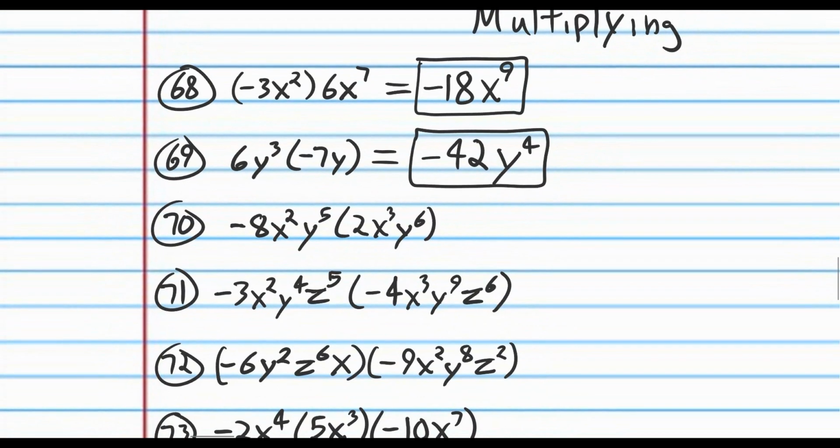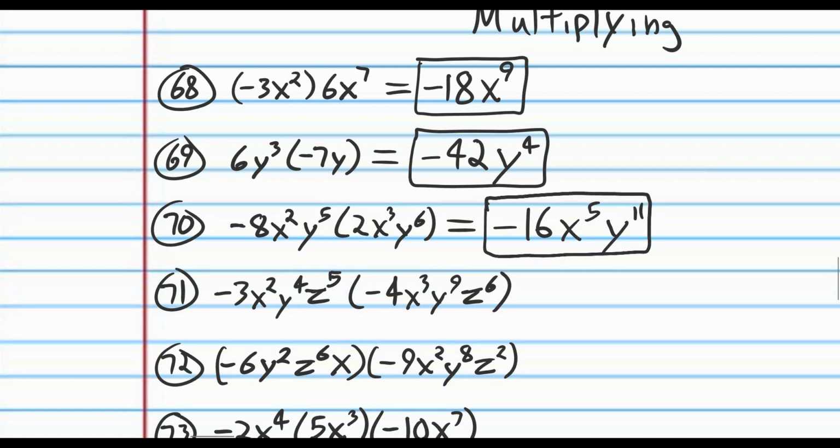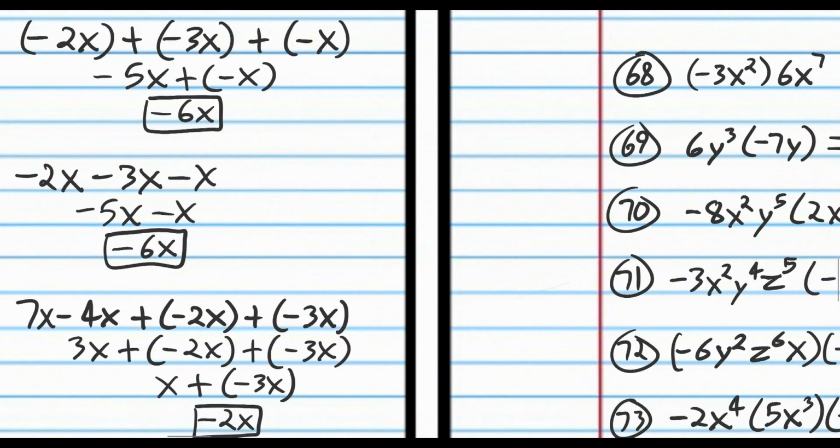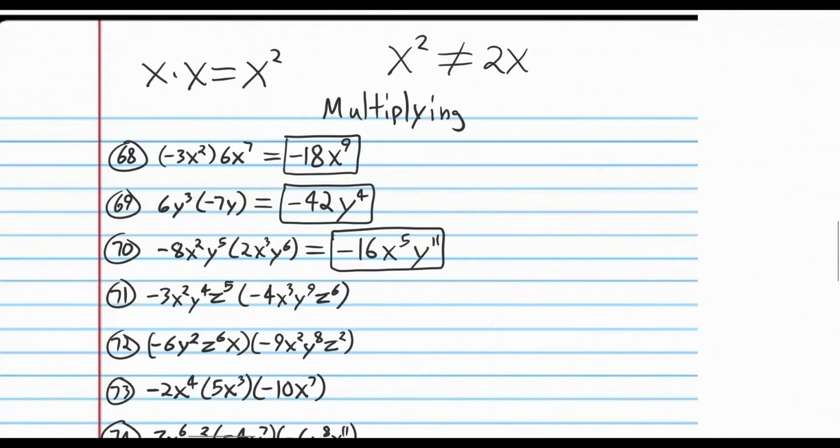All right. So now it works the same way when you have more than one letter. Again, you cannot add different letters. You can't combine them. But with multiplication, you can combine them to a certain extent. -8 times 2 is -16. And x to the 2nd power times x to the 3rd power is x to the 5th power. And y to the 5th power times y to the 6th power is y to the 11th power. As you can see, this stuff is really easy. But you have to differentiate between addition, which we did over here, and multiplication, which is what we're doing here.